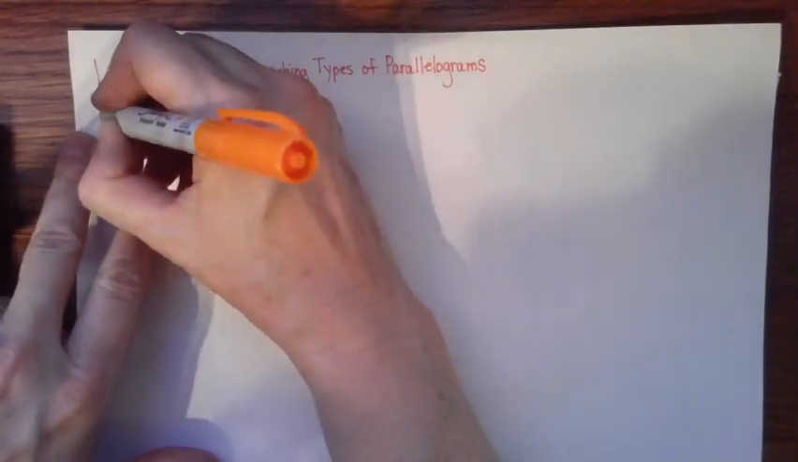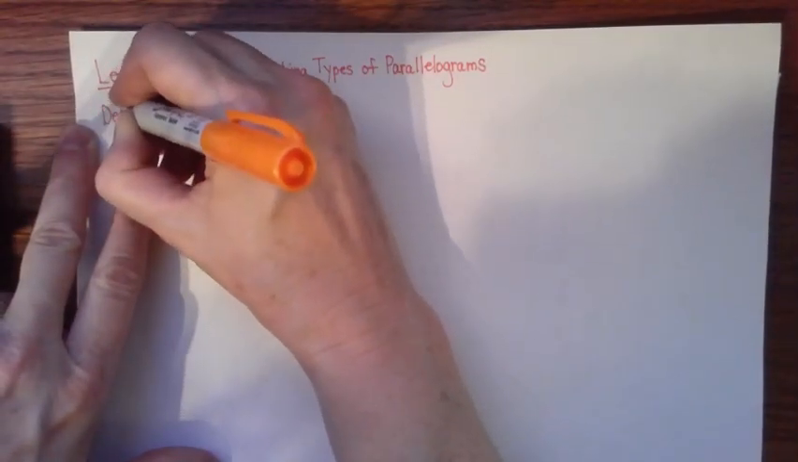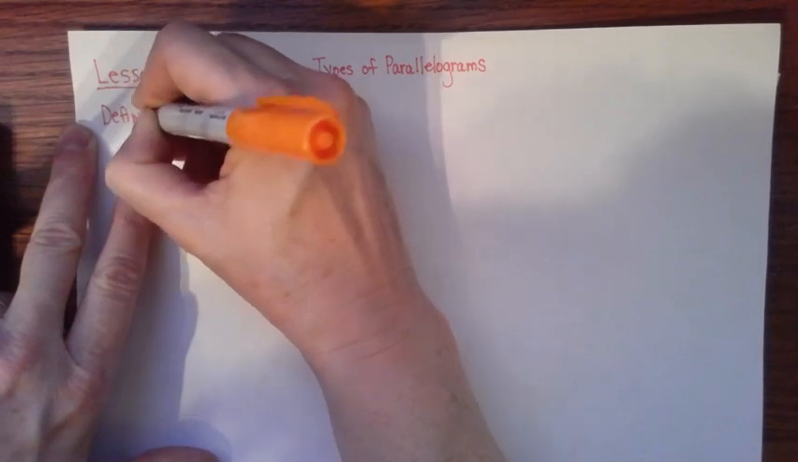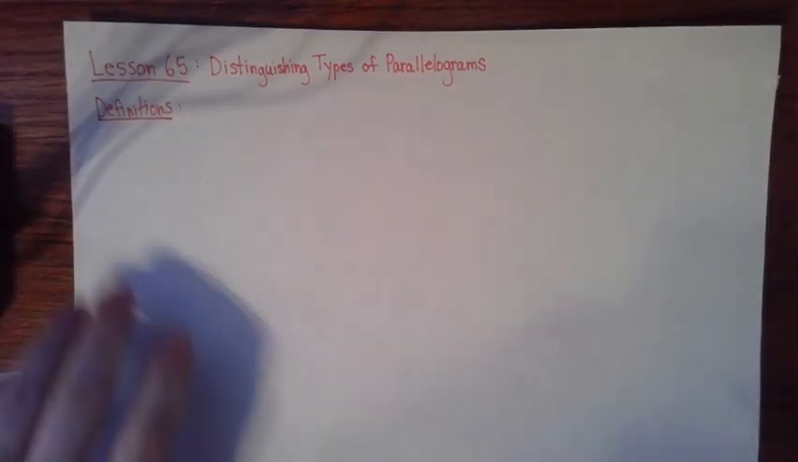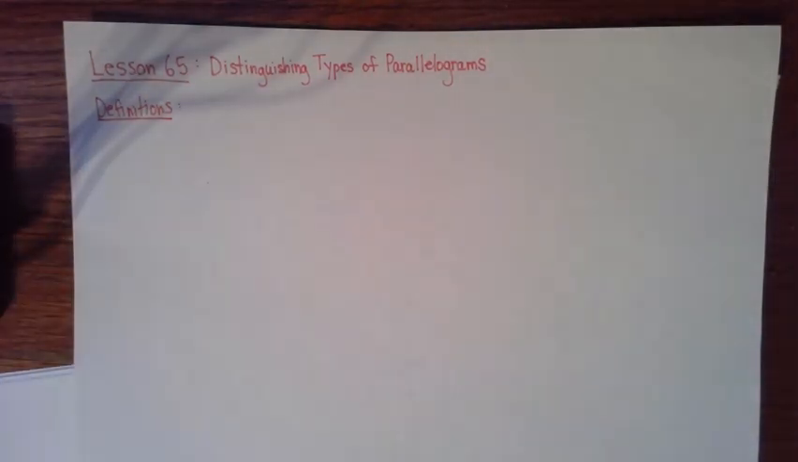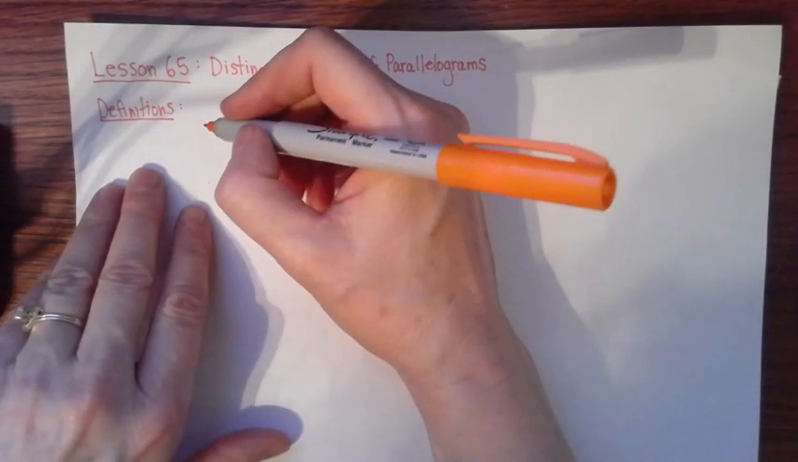So first of all, let's look at definitions. Okay, so we're going to look at definitions. Some things that we have defined are the family of specific types of quadrilaterals. I'm not going to bother defining quadrilateral here. I'll just assume you know what a quadrilateral is. It's a polygon with 4 sides.